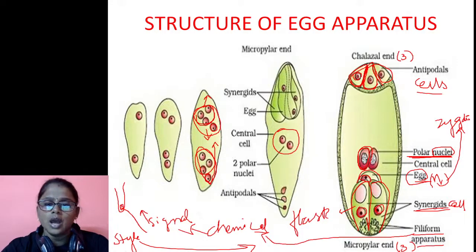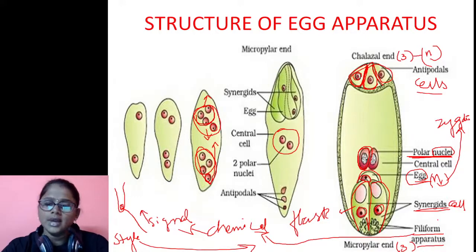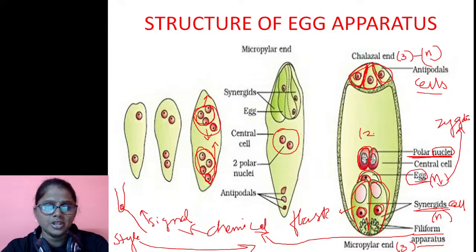Okay, so now the antipodal region, the 3 cells are all haploid. Similarly the synergids are also haploid. The egg is n. But the polar nuclei has 2 nuclei. So in what condition is the polar nuclei? Diploid condition. So the polar nuclei is in the diploid condition.